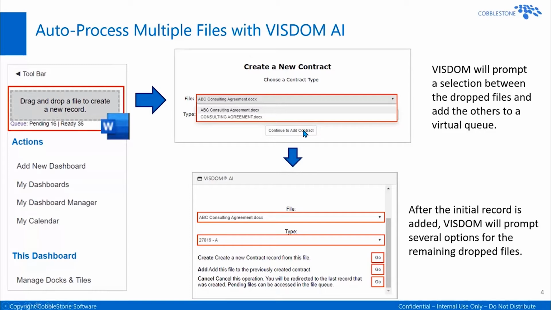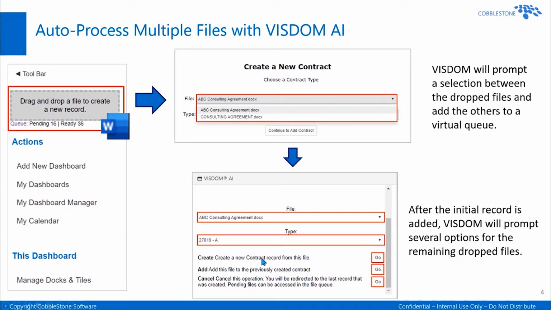Now I'm not exhibiting it during these slides, presuming that you know how Visdom works. But from there, it's going to take the ABC consulting agreement, do its Visdom thing, extract the data, you add the contract. Once you're done with the first priority contract, it's going to give you a pop-up at the end and ask you if you'd like to process the next one. So you do the same thing. You repeat for all of the documents that were in the queue. So you do the first one, and then you repeat with the ones that were held in the virtual queue.